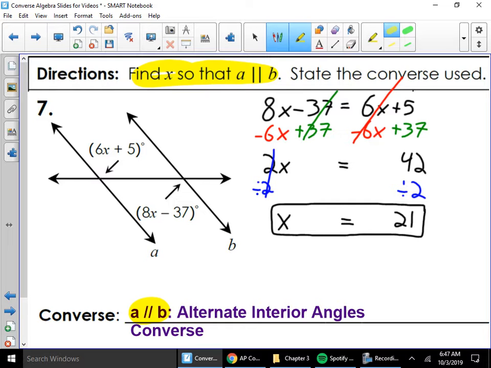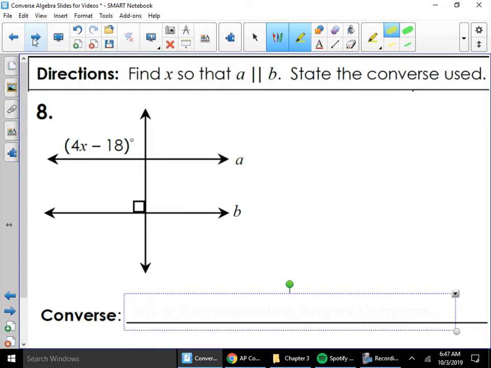Let's look at one that throws an extra symbol in here we haven't seen in a while. I like number 8 because it only gives you one angle at first, but if you look closely, they included a special tick mark down here between the transversal and line B. That tick mark means perpendicular, or 90-degree angle.